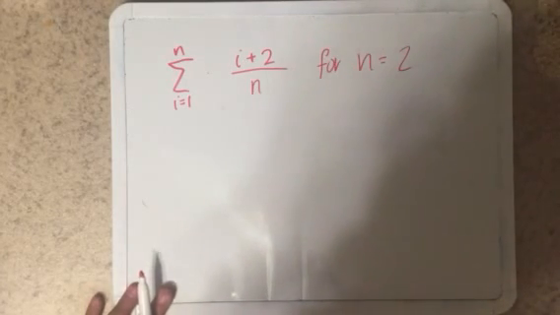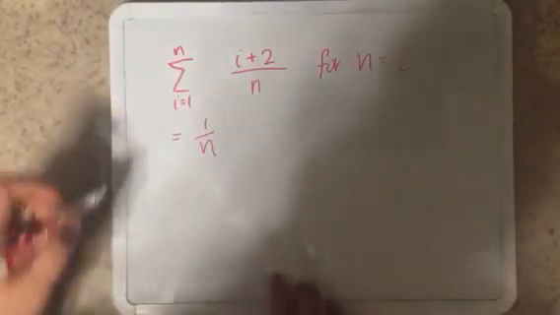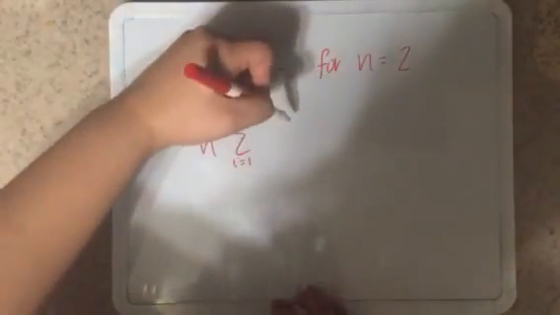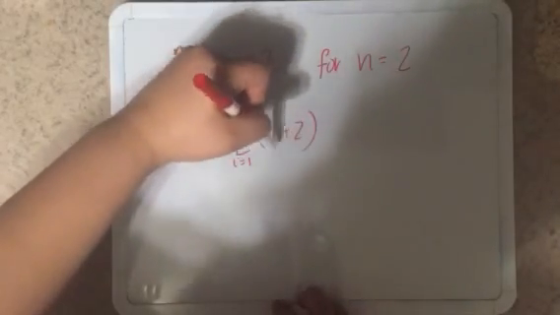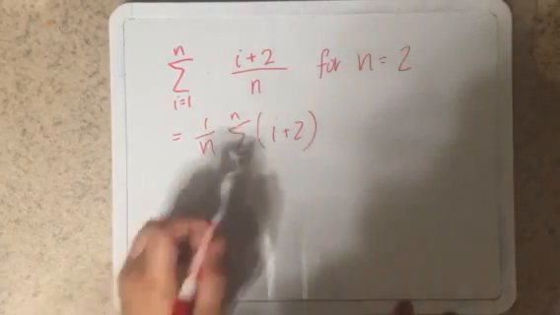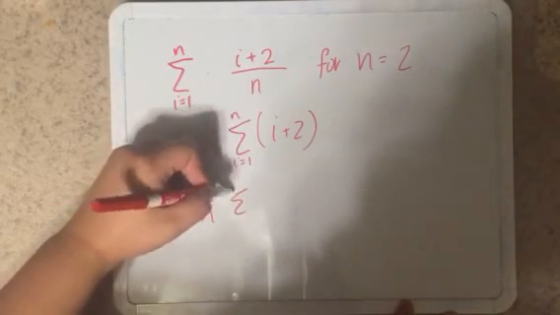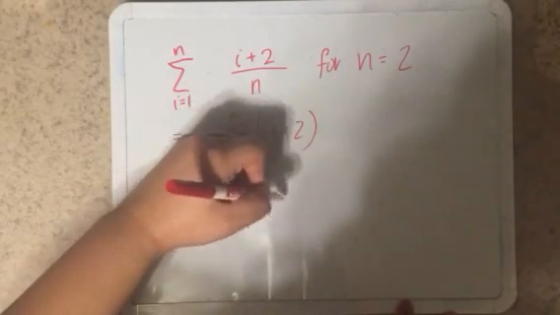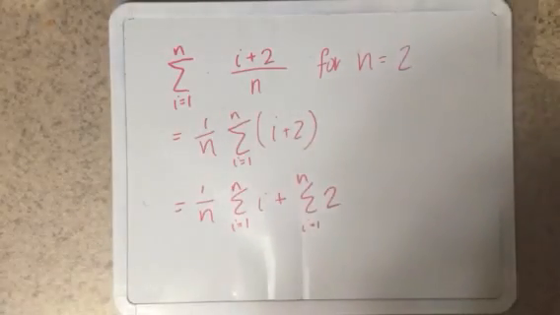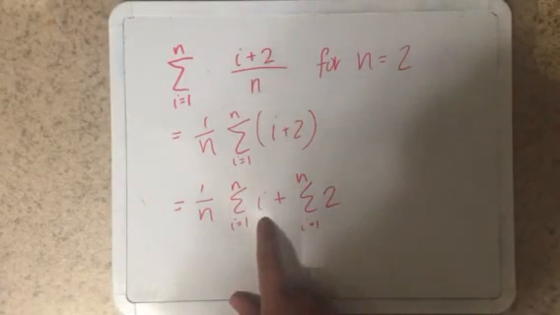All right, so let's first take out our constant, just like it shows in the properties of summation. Let's take out our constant, which is 1 over n. So we can take out 1 over n, and you're left with the summation from i equals 1 to n of i plus 2. Now we can go further and we can separate i and 2. So we're going to do 1 over n times the sum of i plus the sum of 2. Now we remember the formula for i: n times n plus 1 all over 2.